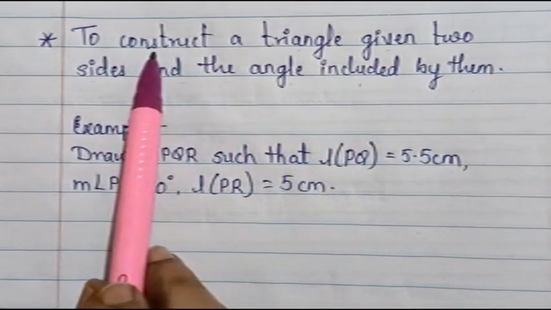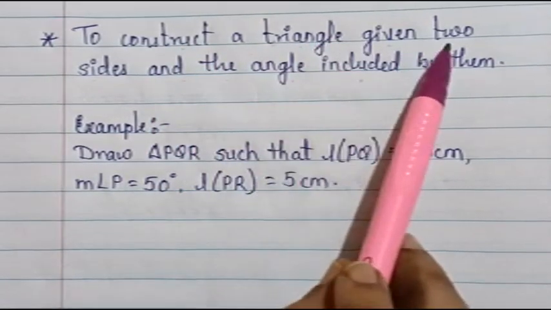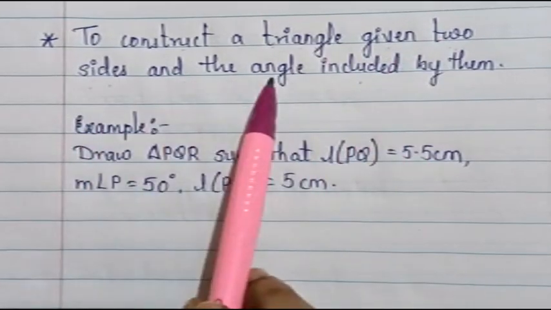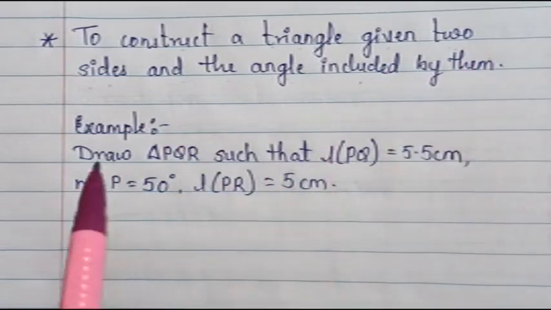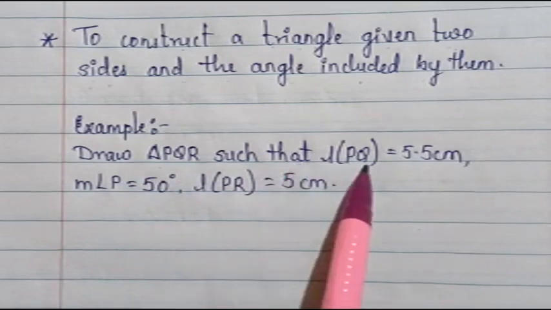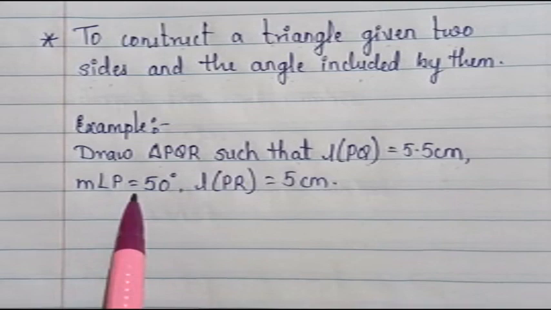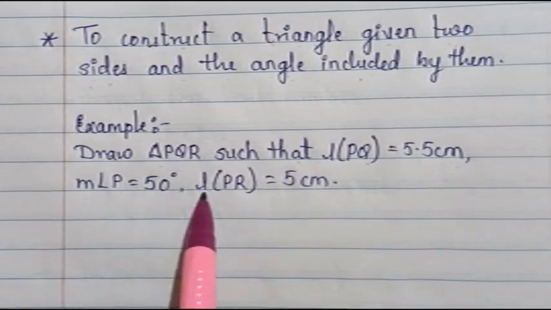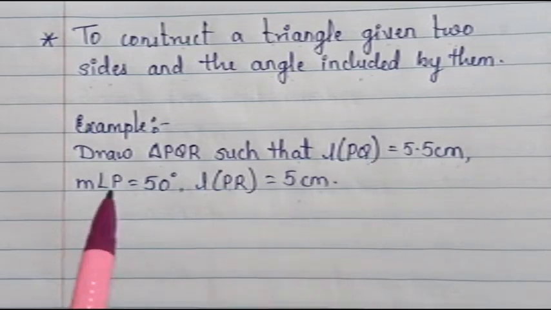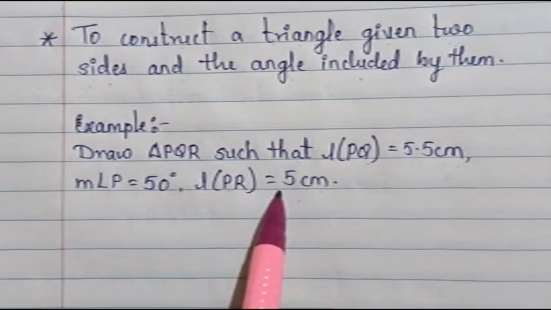Now we are going to study how to construct a triangle where the lengths of two sides and one angle included between them are given. For example, we are supposed to construct triangle PQR such that the length of PQ is 5.5 centimeters, the measure of angle P is 50 degrees, and the length of PR is 5 centimeters. With the help of this information we are supposed to draw the triangle.